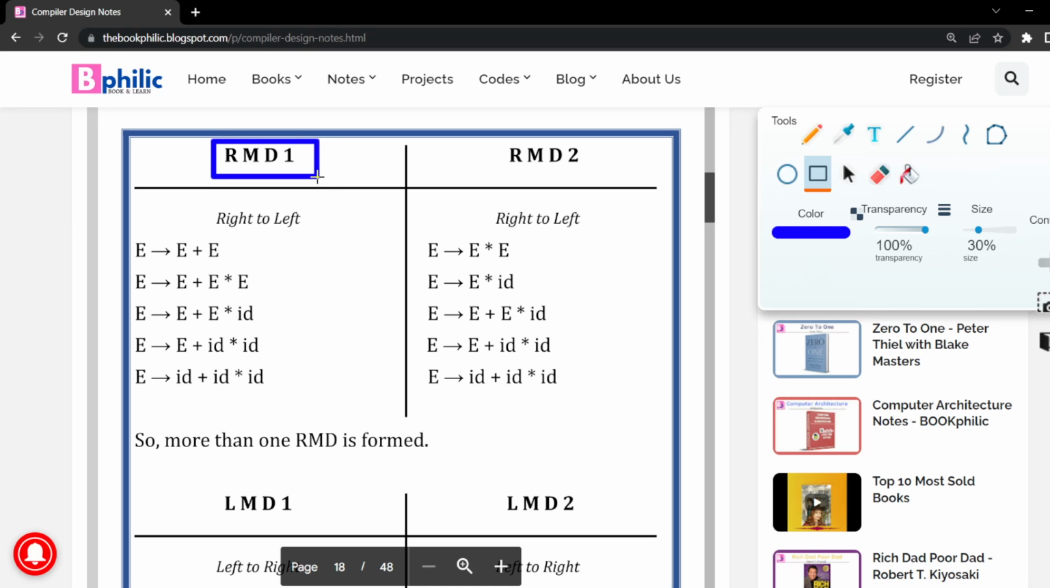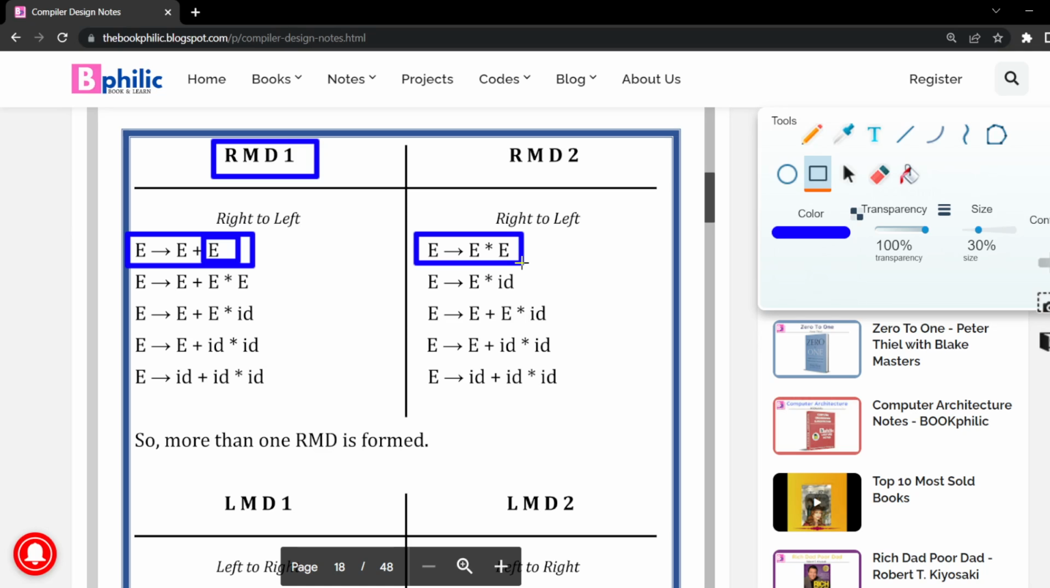As the name suggests, RMD means rightmost derivation. You have to take the rightmost non-terminal, that is capital E. So it will start from the right and end up at the left. So let us start. This was our previous rules of grammar. We have taken E plus E, and in this case we have taken E star E. Yes, you are listening to me right.